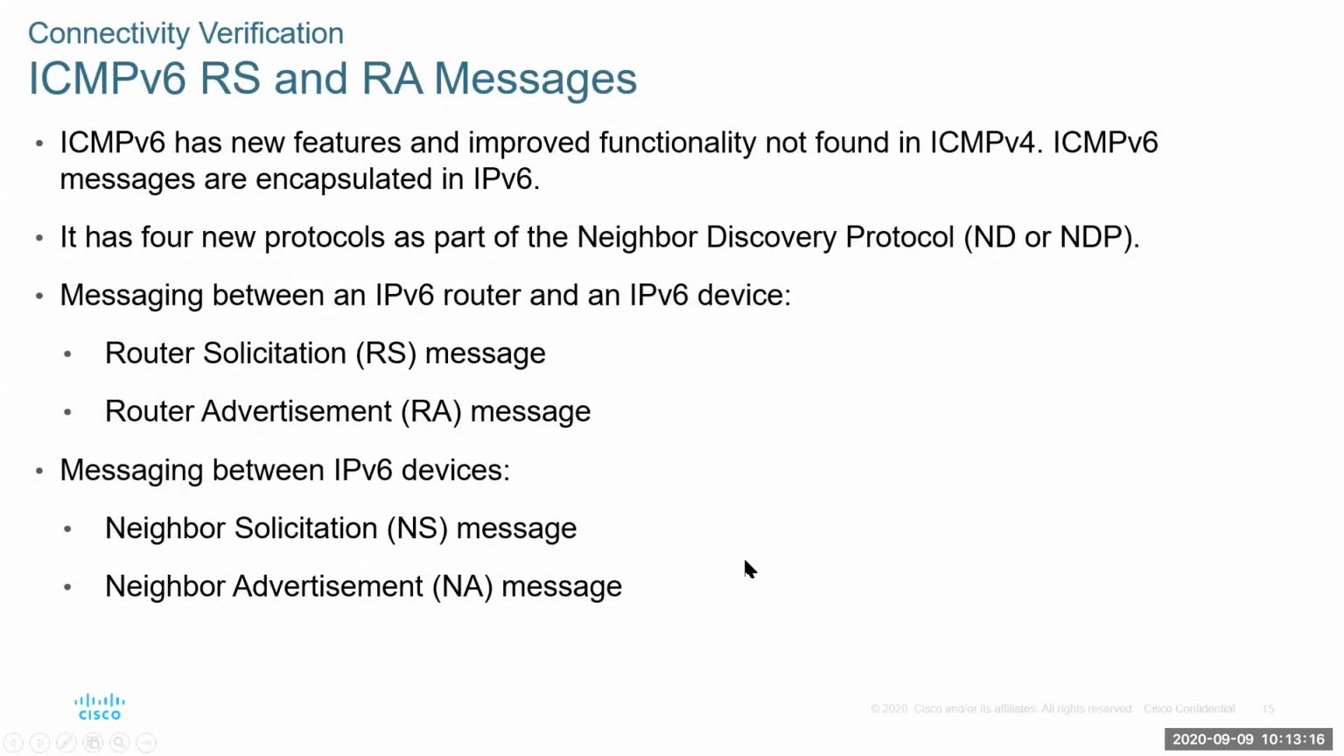In IPv6, you have new features that improve on what's in IPv4. This starts with new protocols such as Neighbor Discovery Protocol to see what's on the network. The messaging between the router and the device is typically a router solicitation message along with a router advertisement message. And the messaging between devices is usually neighbor solicitations and neighbor advertisements.